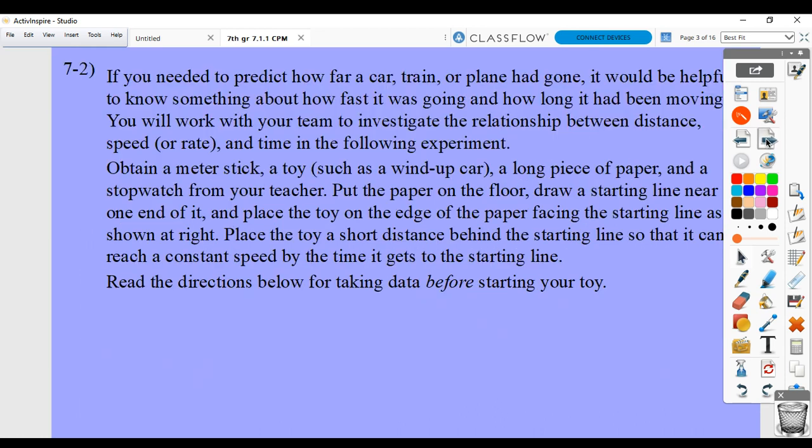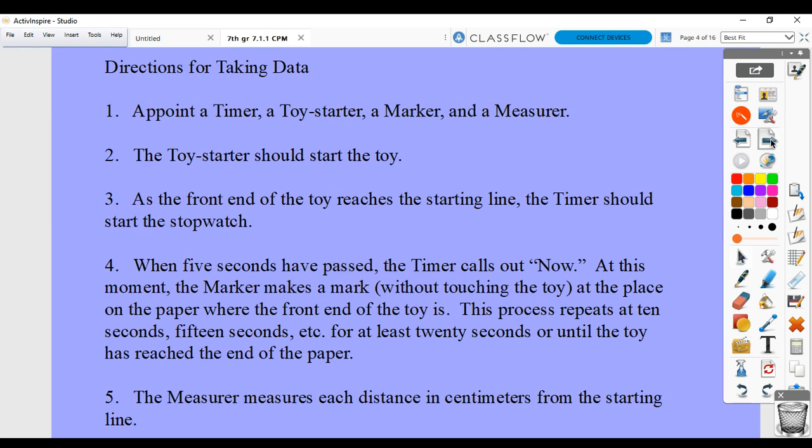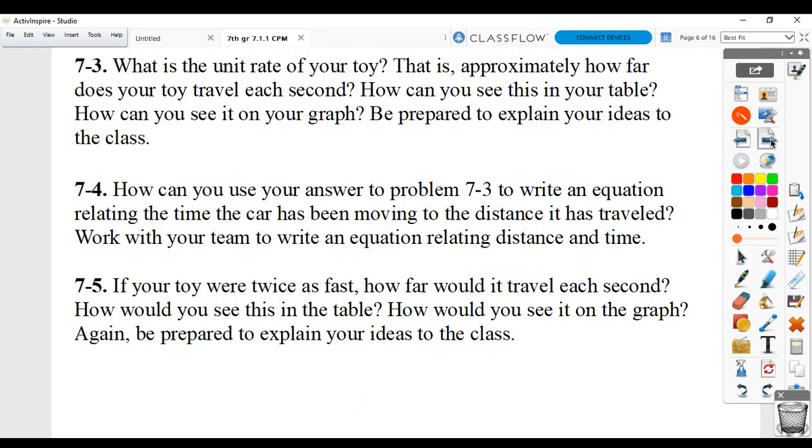proportionality to solve problems. So it says, if you needed to predict how far a train, car, or plane had gone, it'd be helpful to know something about how fast it was going and how long it had been moving. So the idea is to find the relationship between distance, rate, and time. Now, we are not going to worry about the experiment that they have indicated here. So what we are going to do instead is to move to problem 7.3.